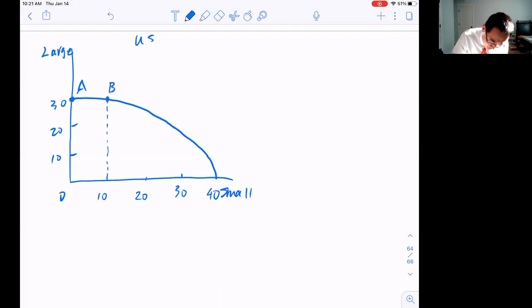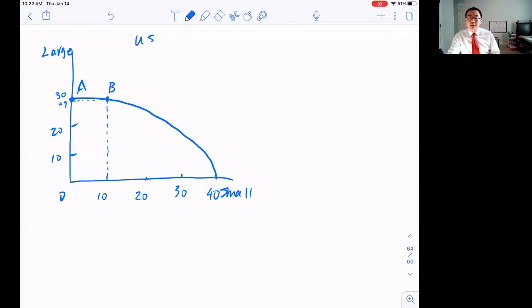At point B, if I come over, you can see that looks like 29 large airplanes. Oh, I know the 29, 30 are kind of squished together. Let me try to fix that. Okay, so I'll put 30 a little bit higher than 29 right here.